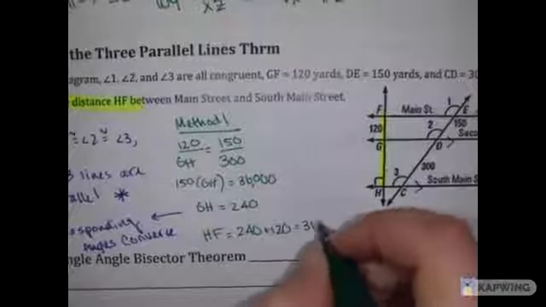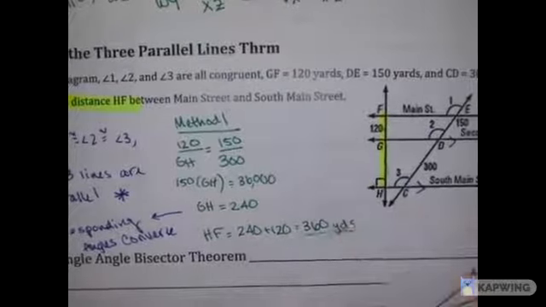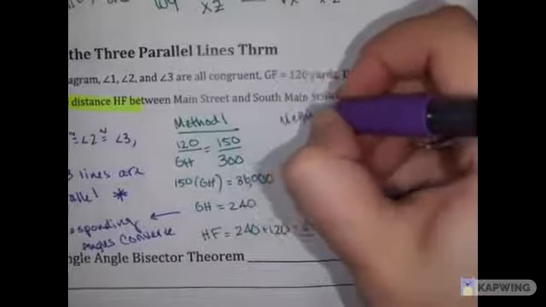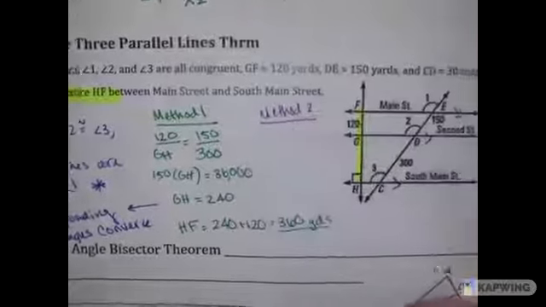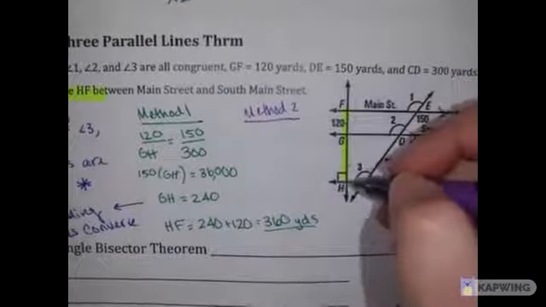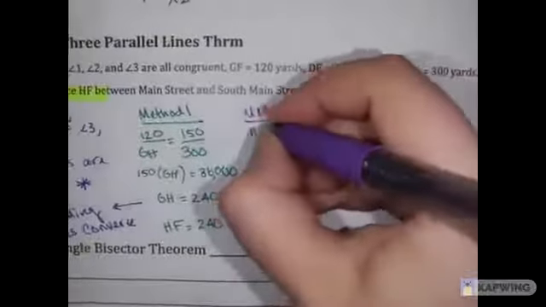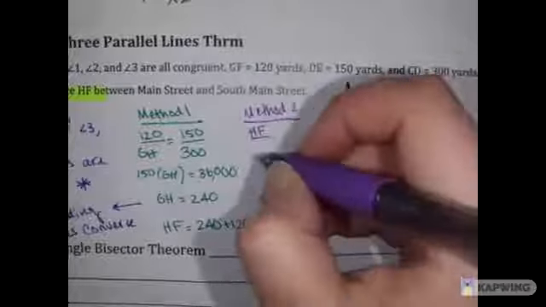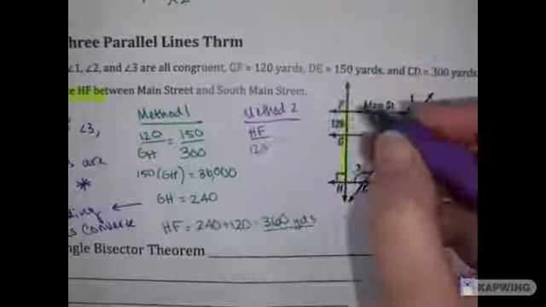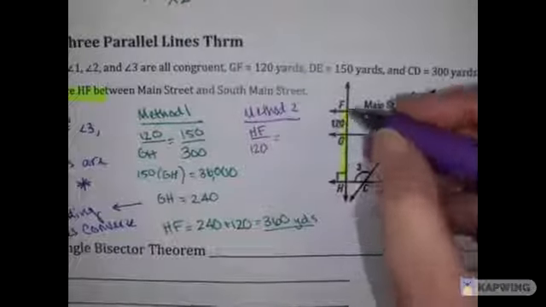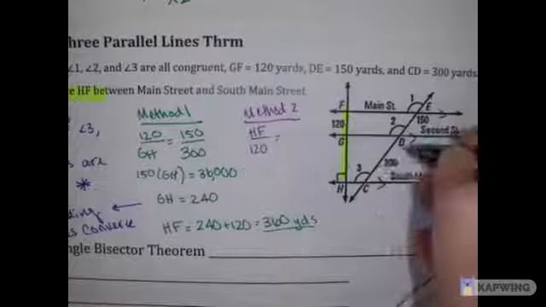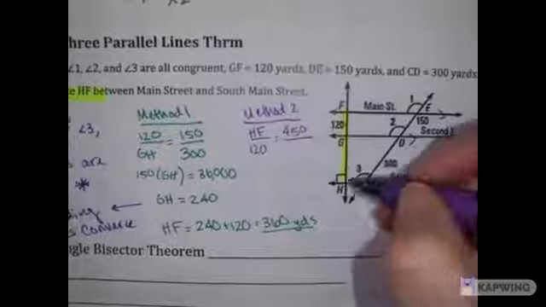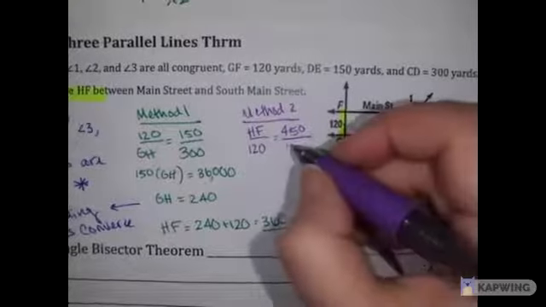And that's in yards. The other way this could have been done without the addition at the end was if you solved for HF right away. So let's say HF over GF, which is 120, would equal, well, the proportional piece to HF would be CE, which would be that 300 plus 150 is 450. So that'd be 450 over 150.